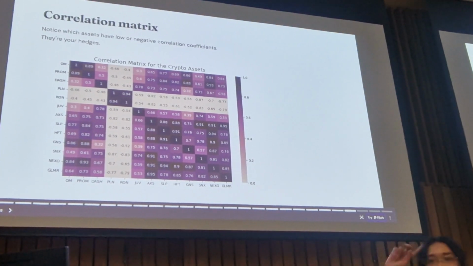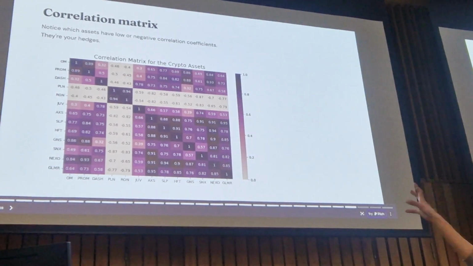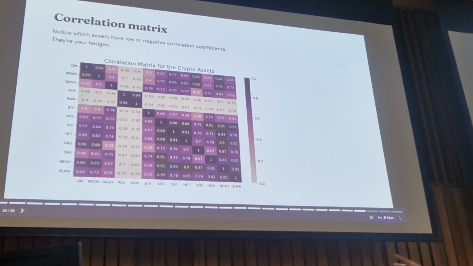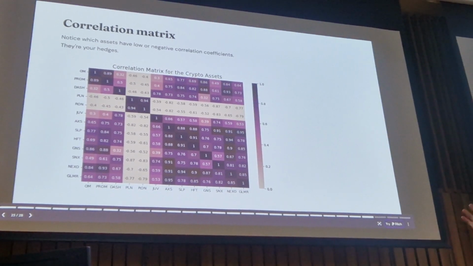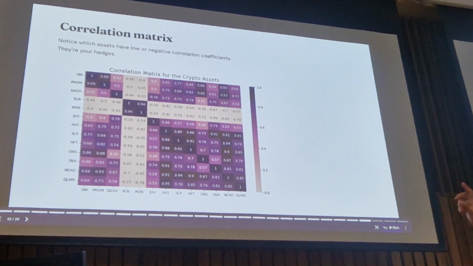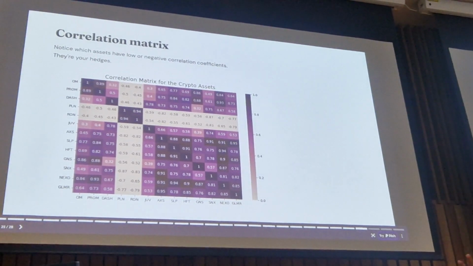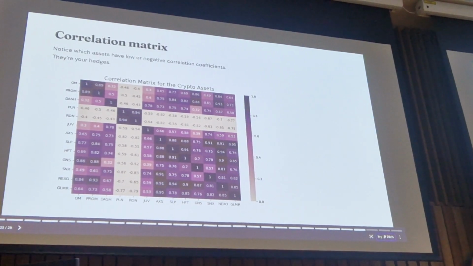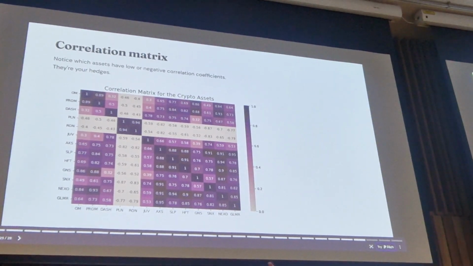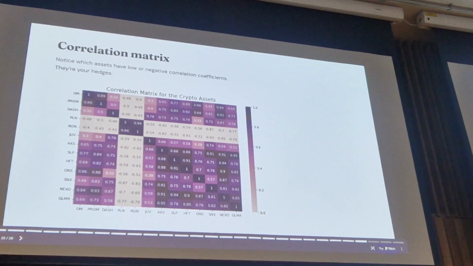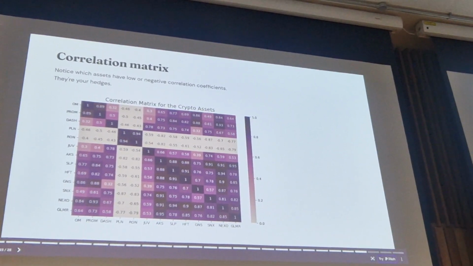The correlation matrix that I showed here, you see there are negative numbers, and it's a heat map with a color bar. The higher correlation shows that the two assets move together. But there are at least two tokens here, like PLN or RON. They are the hedges. They have negative coefficients.